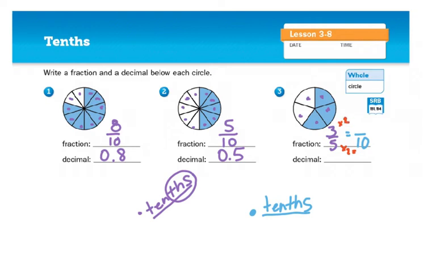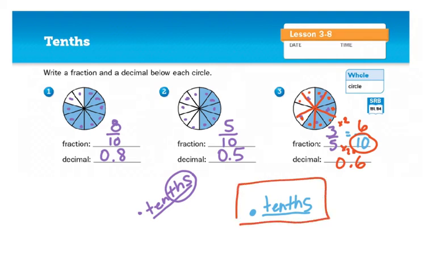I'm going to do the same thing to the numerator. In other words, if I were to divide each one of these sections into one more, guess what I would have? 1, 2, 3, 4, 5, 6, 7, 8, 9, and 10. And 1, 2, 3, 4, 5, 6 of those would be shaded. Now, because it has tenths as a denominator, I can write my decimal as 6 tenths. I can only write it if it's in the tenths form.